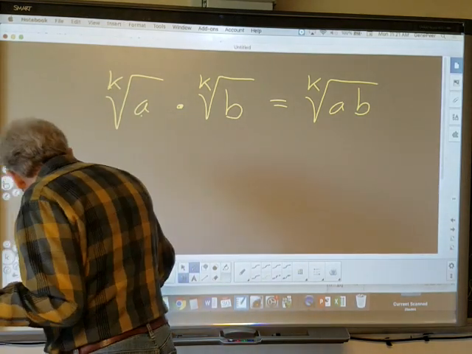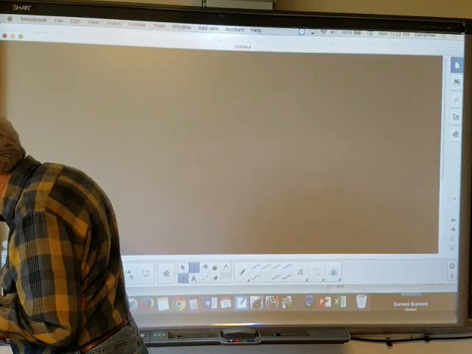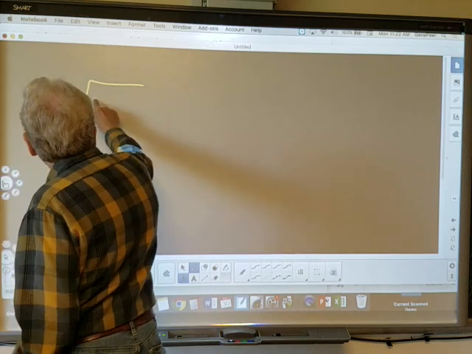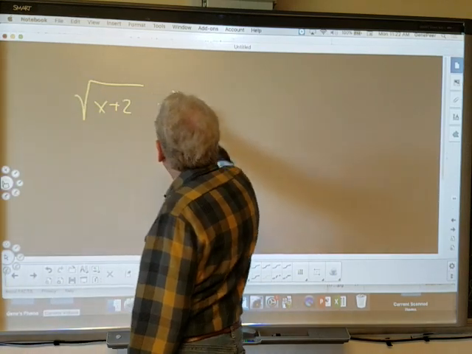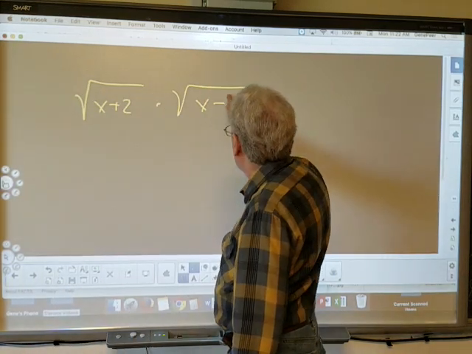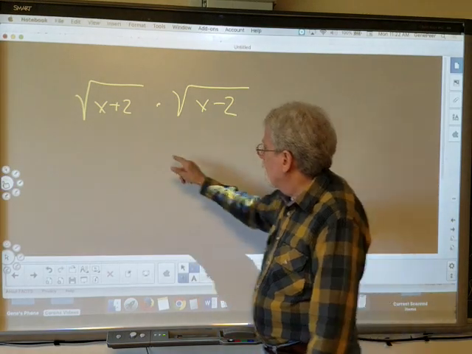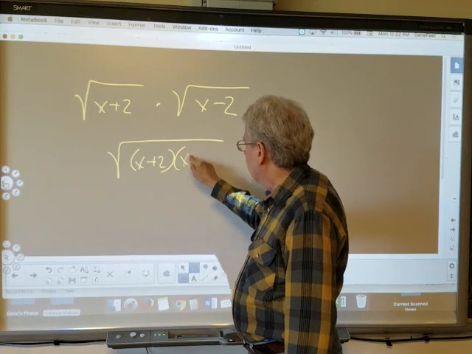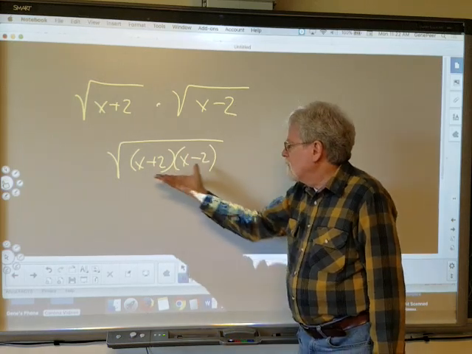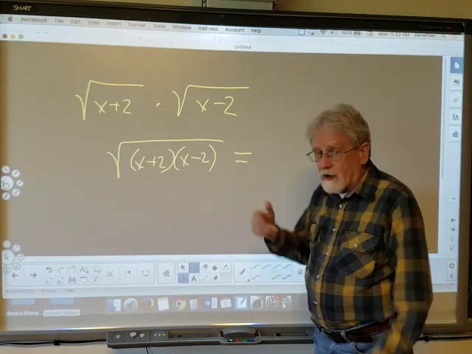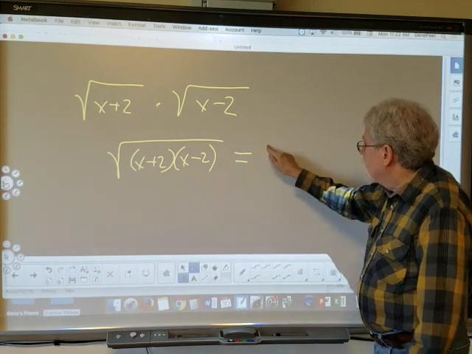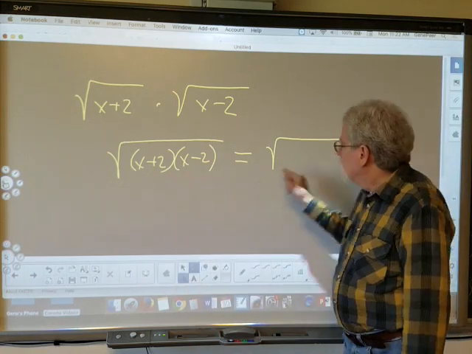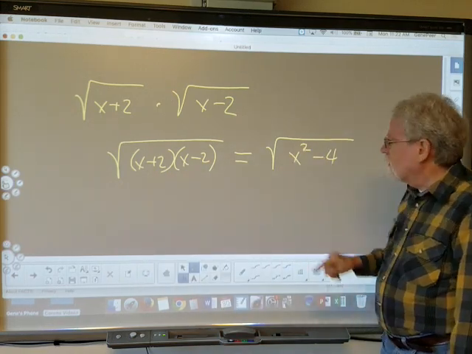So, example 1 on page 297 says, what do we get with the square root of x plus 2 times the square root of x minus 2? Oh, well, that's going to be the square root of x plus 2 times x minus 2. Now, the reason they gave you this particular combination is because I really am expecting you to change it to square root of what? Yeah, you know how to do these. X squared minus 4, and we're done.